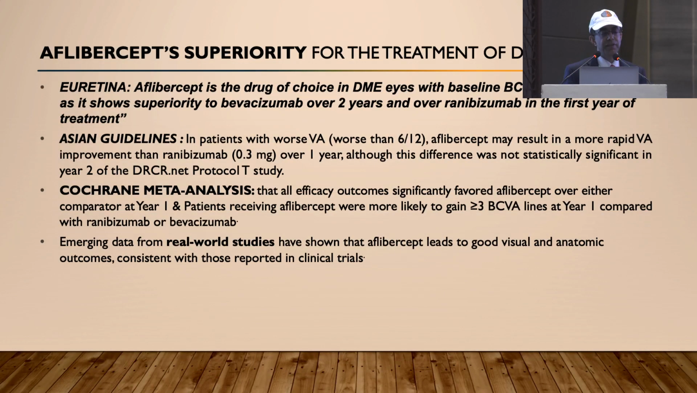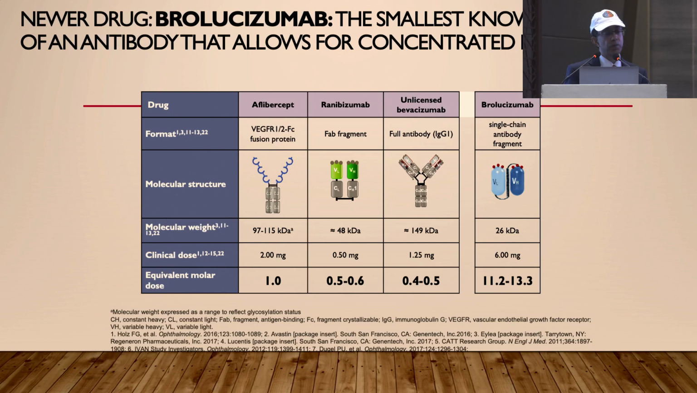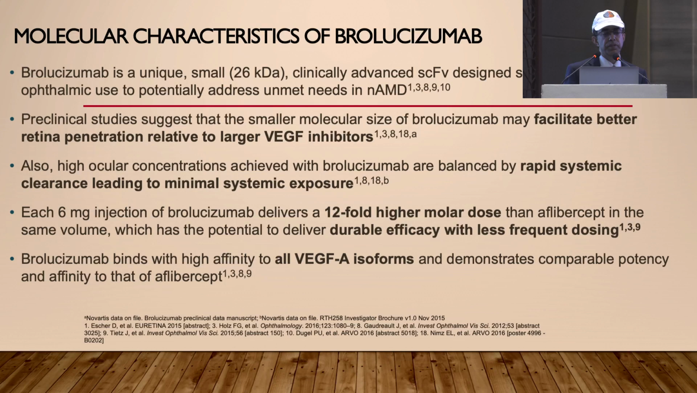So we have seen from various analyses, meta-analyses, and various forums that they have vouched for aflibercept's superiority for the treatment of DME. The new kid on the block, brolucizumab, is the smallest known active unit of antibody that allows for concentrated molar dosing. We know that it is a short chain fragment, and it is a very small molecule compared to the other anti-VEGF agents.